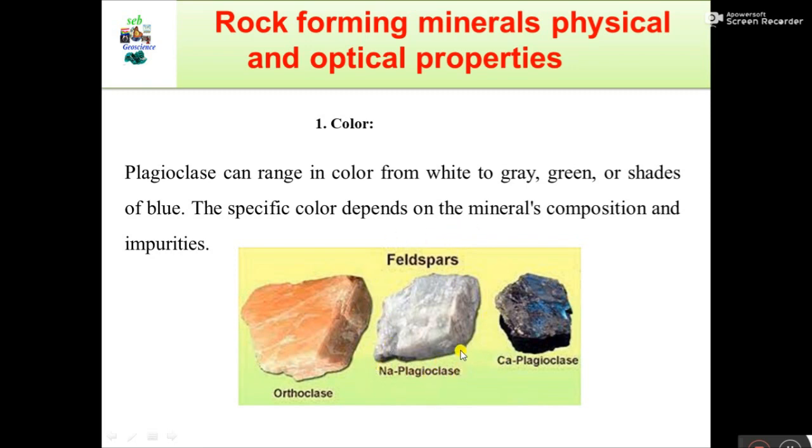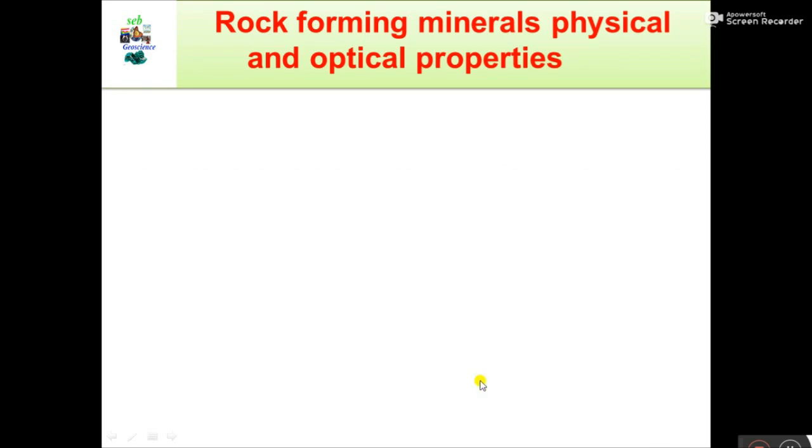Sodium plagioclase: when magma crystallizes, the ferromagnesian minerals crystallize first and are removed from the melt. Then the magma becomes more felsic. It becomes rich in sodium and silica in the melt. Due to that, the feldspar, sodium plagioclase, becomes white in color, relative to calcium-rich plagioclase, that is anorthite.